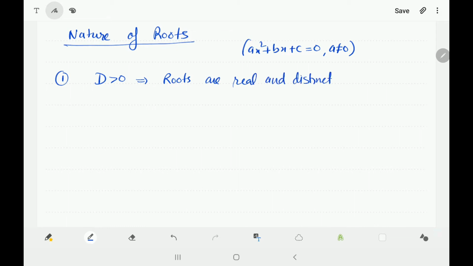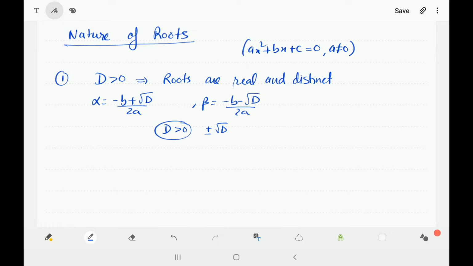This can be explained very easily. Alpha is (-b + √D) divided by 2a and beta is, let's say, (-b - √D) divided by 2a. Because D is a finite value and D is greater than 0, thus ±√D will also be a finite real number. So alpha and beta will be distinct values and obviously real, hence we will get real and distinct roots.